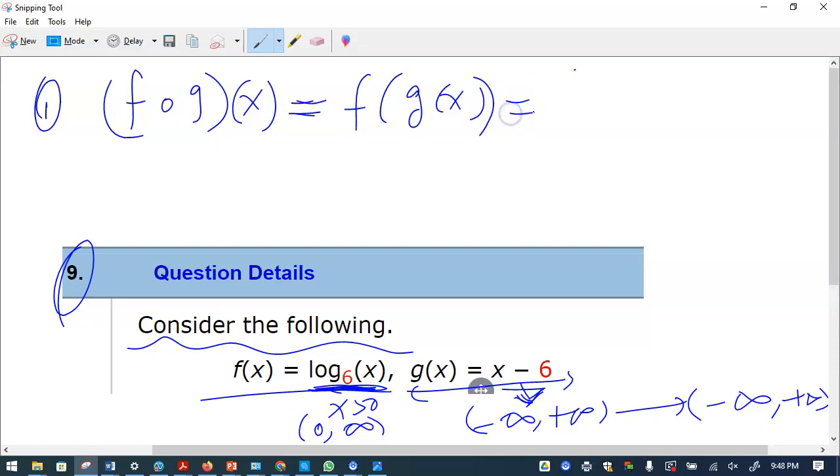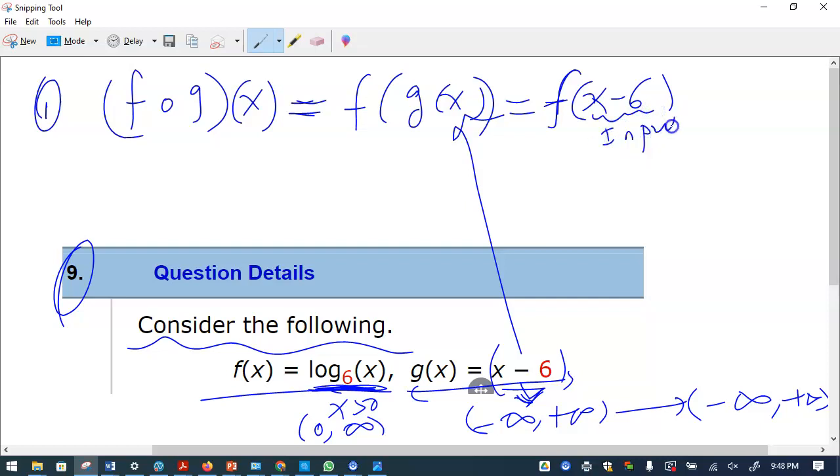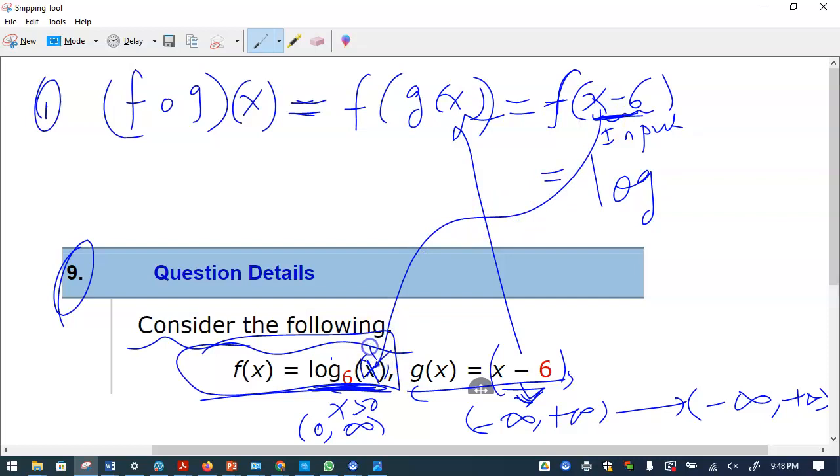And then what is g of x? Replace g of x, which is x minus 6, right here. So for the function f, the input is x minus 6. This becomes the input. But when you talk about f of x, it is the logarithm of the input. So in this case, all you do is write the logarithm, and x is replaced by x minus 6. So this becomes log of x minus 6 to the base 2.